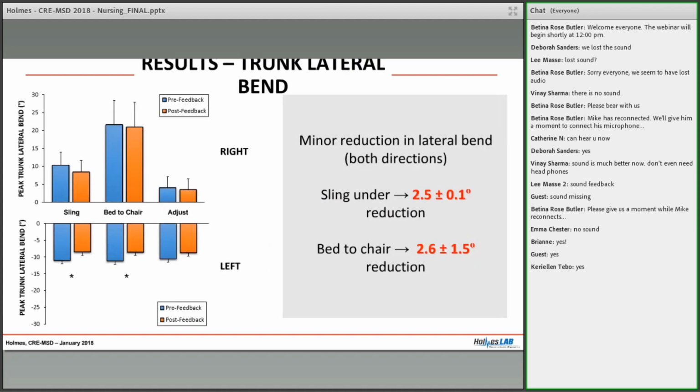Trunk lateral bend. In this case, the graphs are set up the same way, but we have at the top trunk lateral bend to the right, and on the bottom trunk lateral bend to the left. We again found significant differences for the bed to chair task, and there were also some small differences for the sling task in this case.